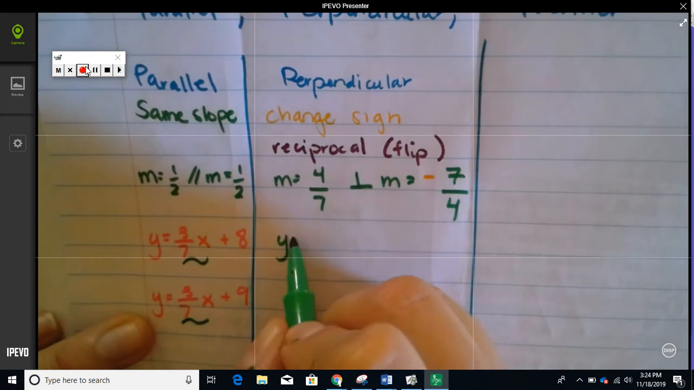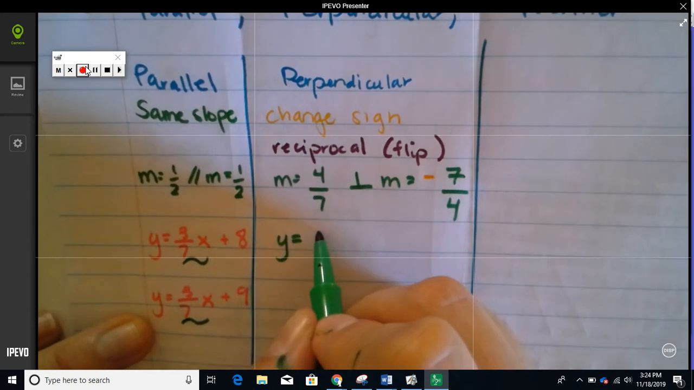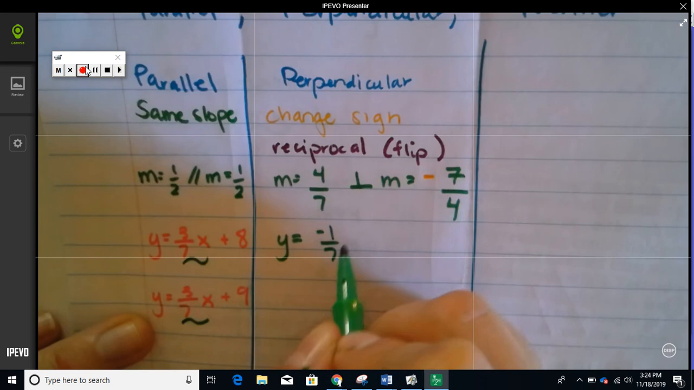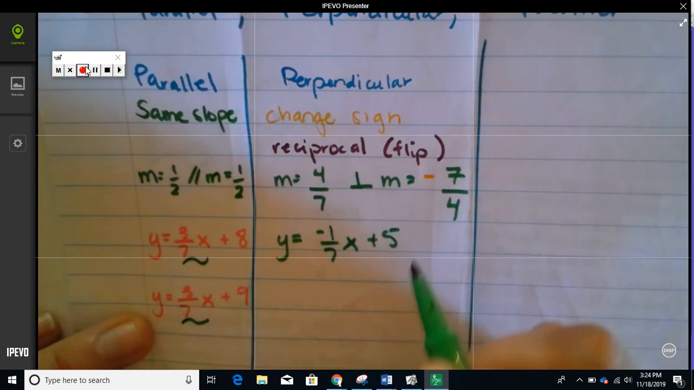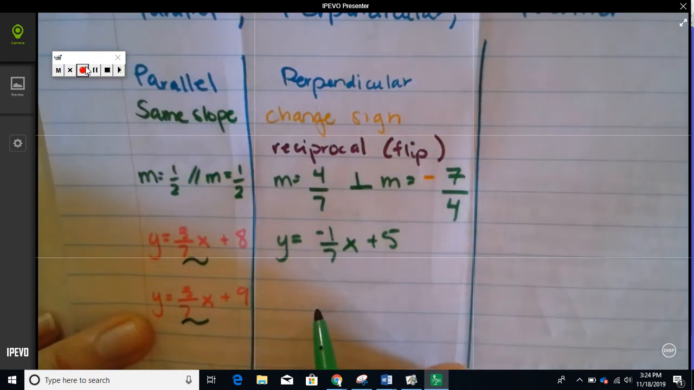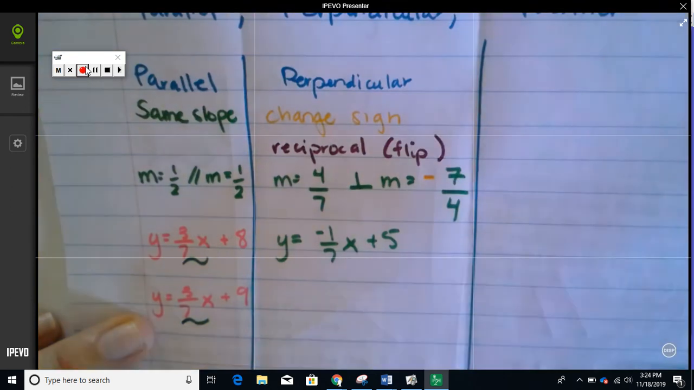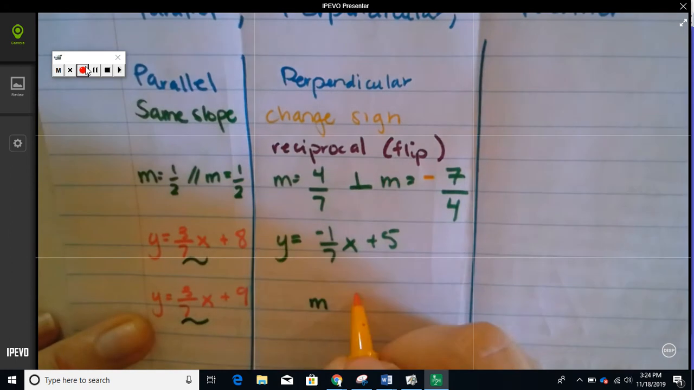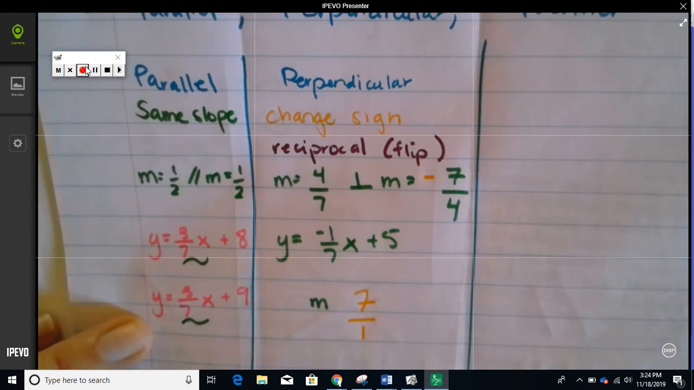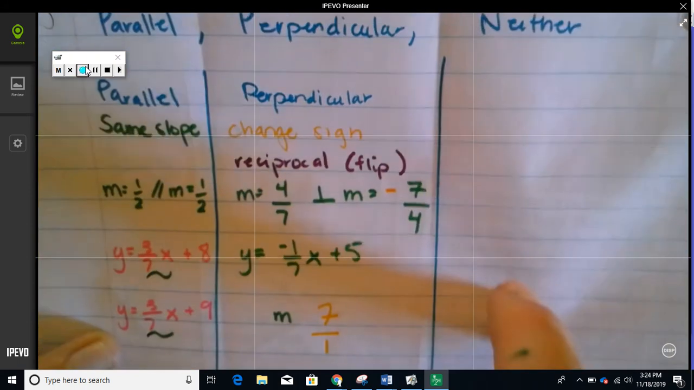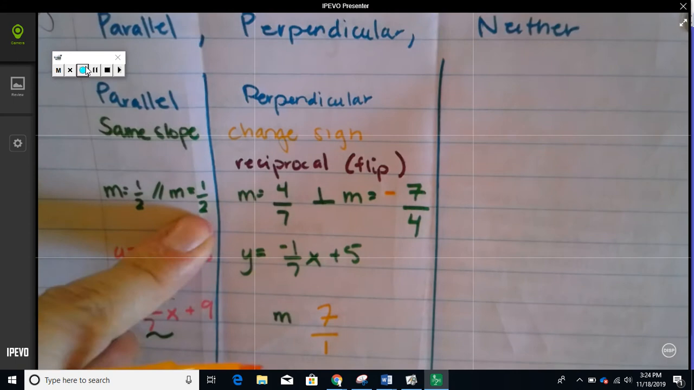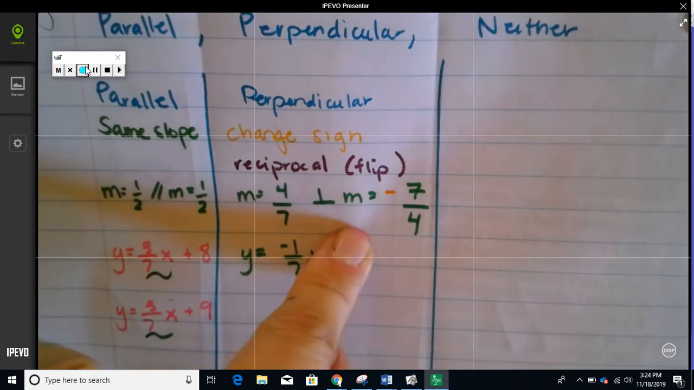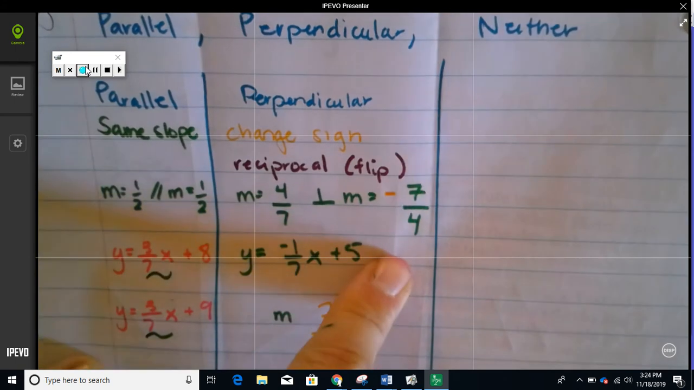Let's say that they tell you that your equation is y equals -1/7 x plus 5. Then the slope of the perpendicular line would be, you'd change the sign, so it's negative. Here it would be positive 7/1. Alright? Now, neither is where it's not the exact same slope, and it isn't flipped, and they don't change the sign to it.